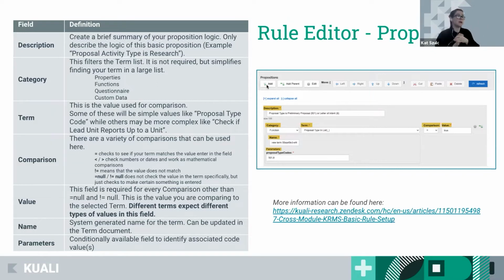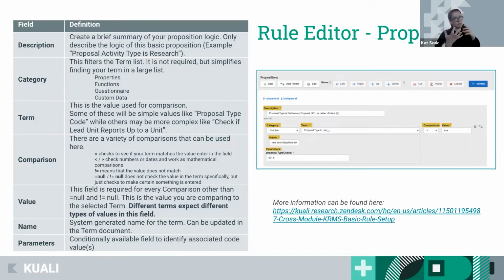So description, category, term, comparison value, and then depending on the term selected, there might be some additional info that shows up at the bottom here. Again, for the description, it does have to be a unique description, but just put some logic around it. What is this particular proposition evaluating?